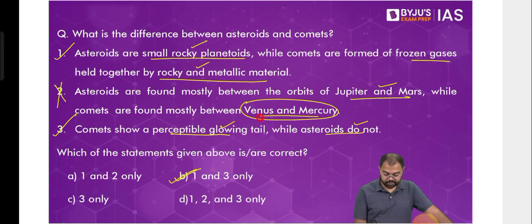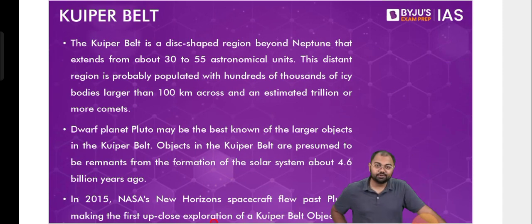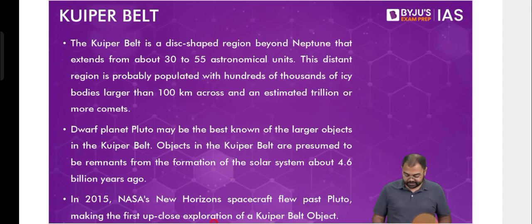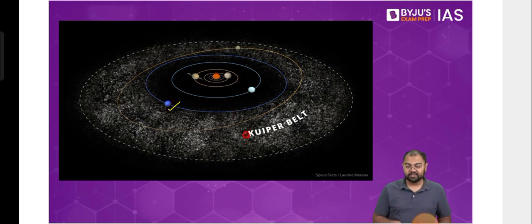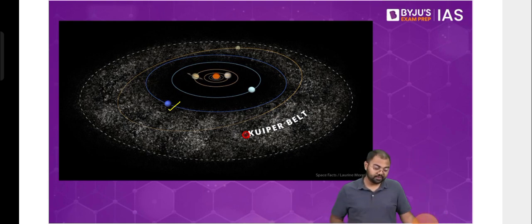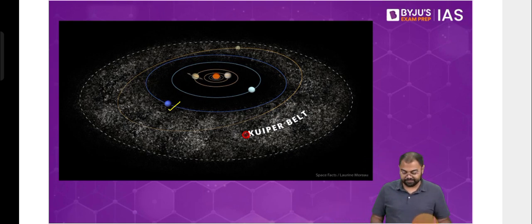The second option is easy to mark as wrong because of this one thing about Venus and Mercury. Then we come to the edge of the solar system, where we have something called the Kuiper belt. When you look at the Kuiper belt, what you see is a wide region just after Neptune, where a lot of small celestial bodies are found. A lot of dwarf planets, a lot of comets, a lot of smaller meteoroids, and some asteroids are found here. It is called the Kuiper belt.